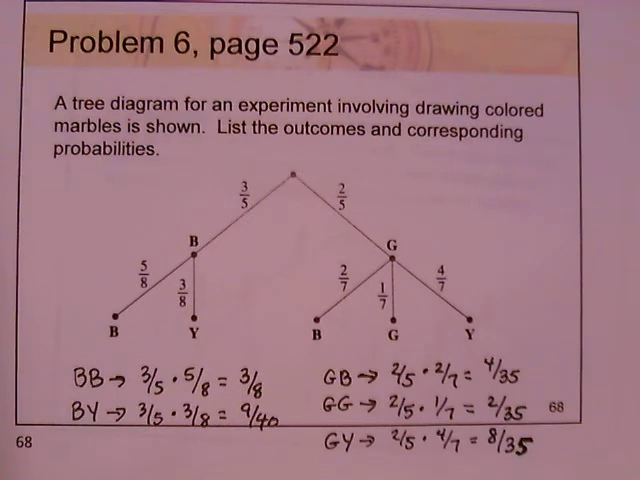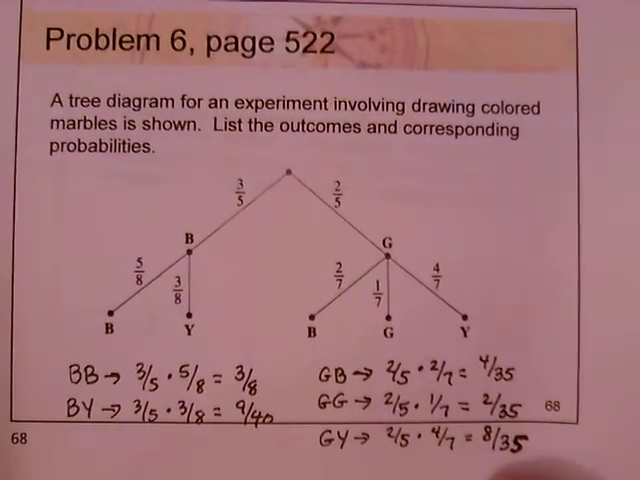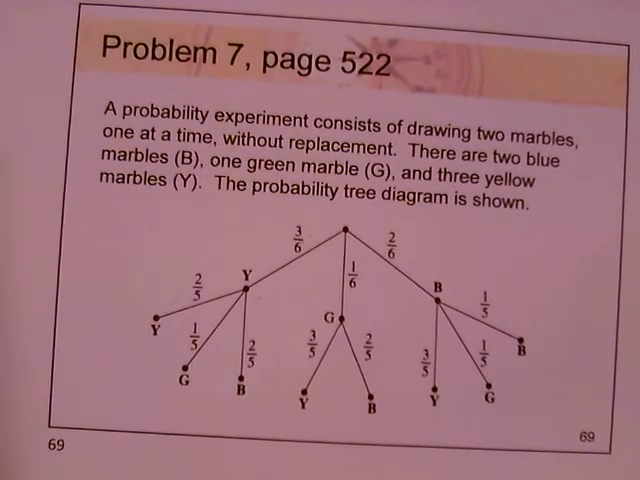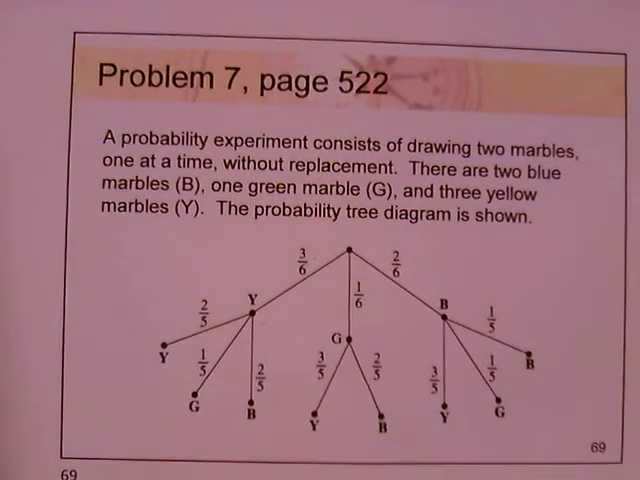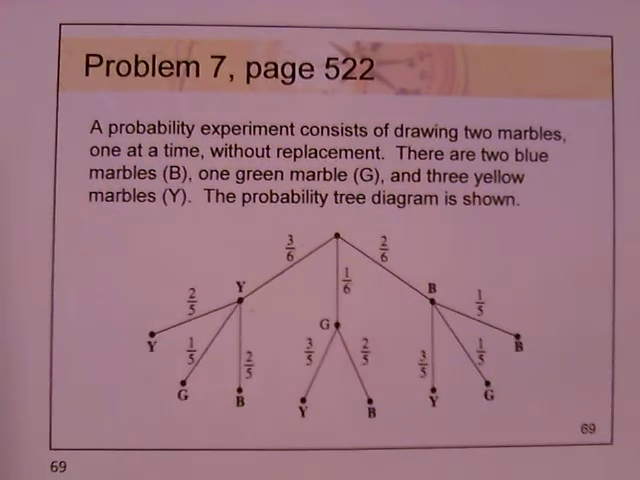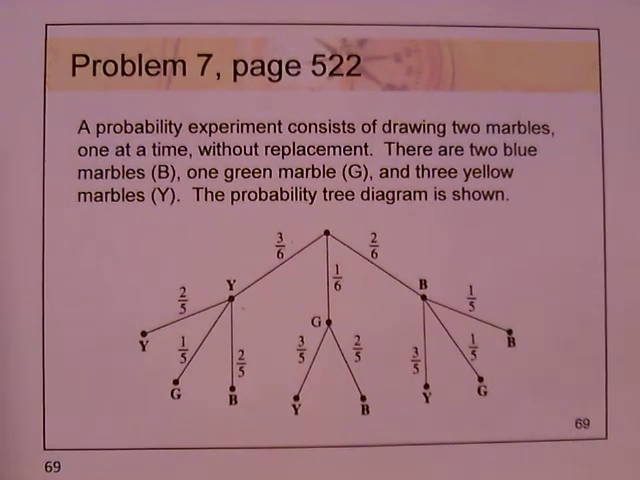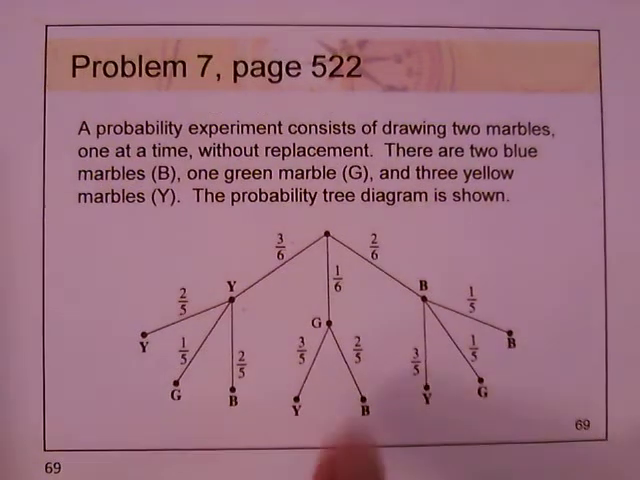Okay. All right, now problem number 7 is this. A probability experiment consists of drawing 2 marbles one at a time without replacement. There are 2 blue marbles, 1 green marble, and 3 yellow marbles. The probability tree diagram is shown below. So this is what that tree diagram looks like.